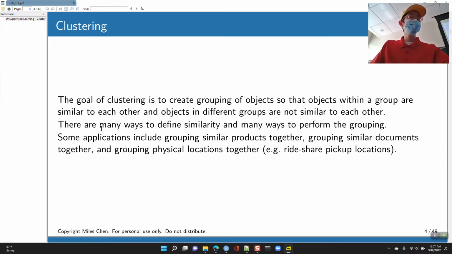Advertising is a similar type of thing, right? If you have visited these websites, are you more likely to click these other links? When it comes to elections, people try to cluster groups of people and figure out which voting blocks they can find and things like that. So there are lots of ways to cluster things.